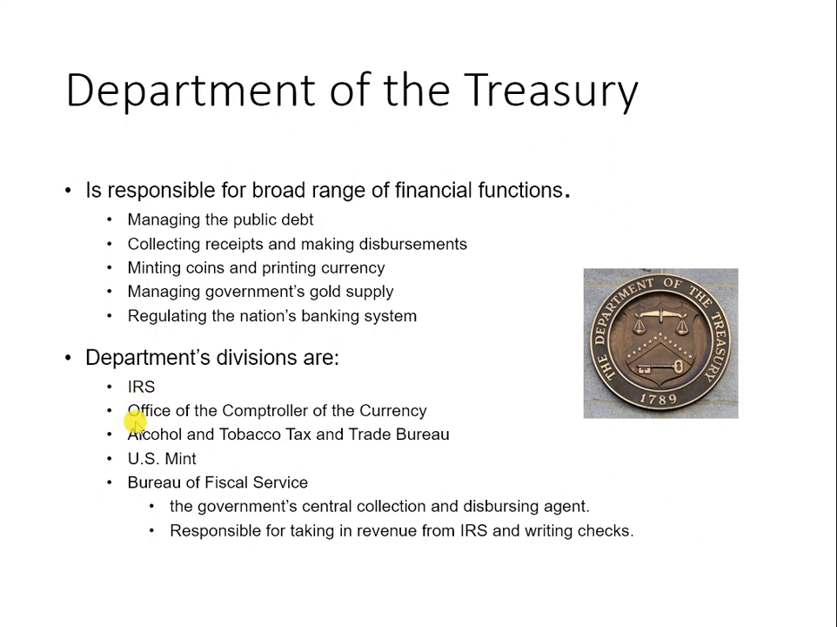IRS, right? Office of the Comptroller of the Currency, right? The Alcohol and Tobacco Tax and Trade Bureau, U.S. Mint. And this is the most important one, the Bureau of Fiscal Service. Right? This is the government's central collection and disbursing agent. The money goes in and out from this agent. And it is responsible for taking in revenues from the IRS and writing checks.